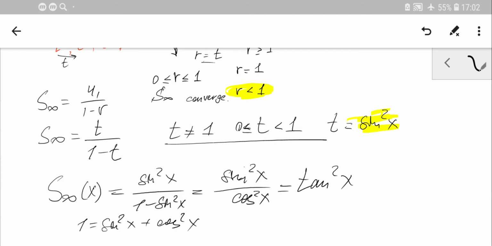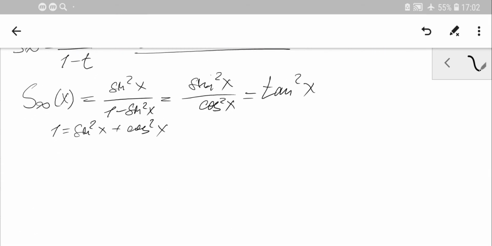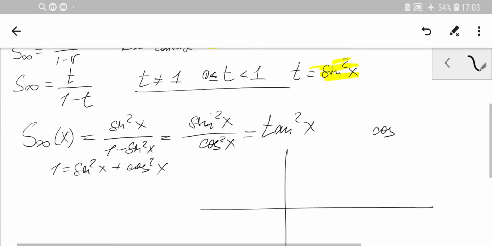And just remember how tangent squared, or simply tangent, behaves. So we know that 1 minus sine squared is not able to have the value of 0. So cosine x is not equal to 0. So actually we can stop here, right? We can stop here and see that we have values that are excluded in terms of x if we want to build our function.